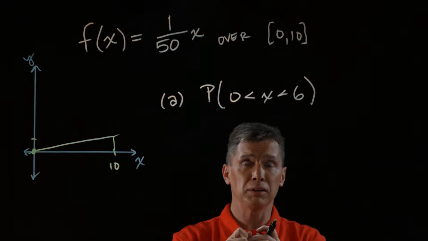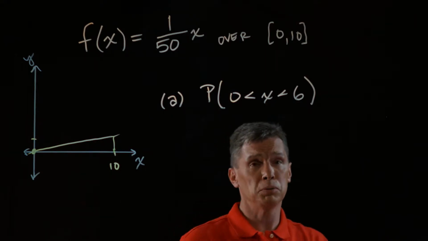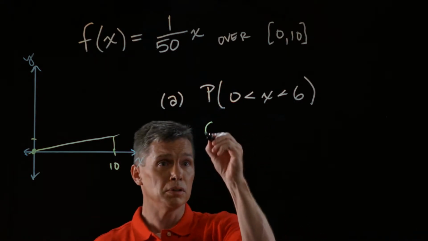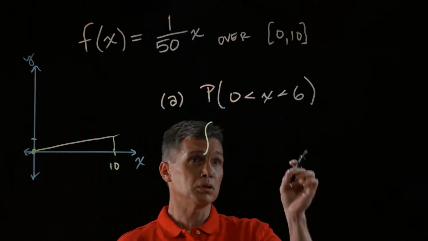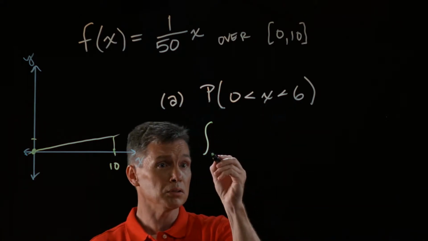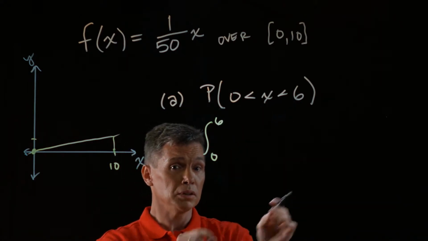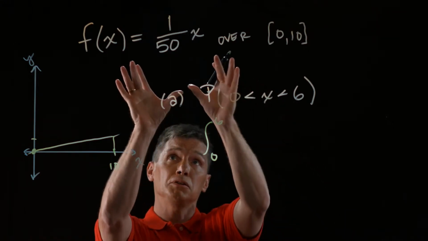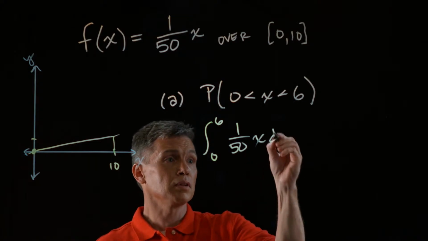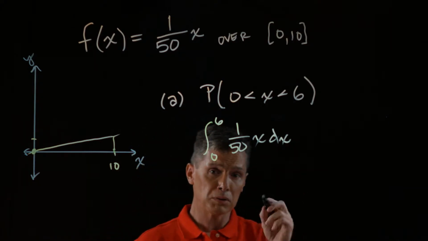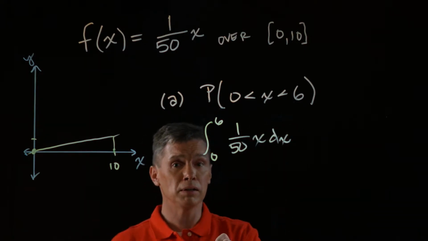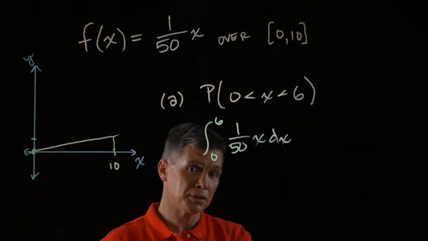The first probability they ask us for is the probability that x is between 0 and 6. In order to solve these probability problems, it ends up being a definite integral, where your limits of integration are just those endpoints of the compound inequality. So we're going to go from 0 to 6. And the integrand inside is just your function, 1/50th x dx. We'll have the same setup for each of these problems: a definite integral from end to end with our f of x function on the inside.